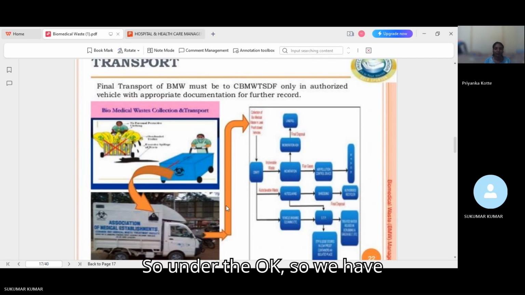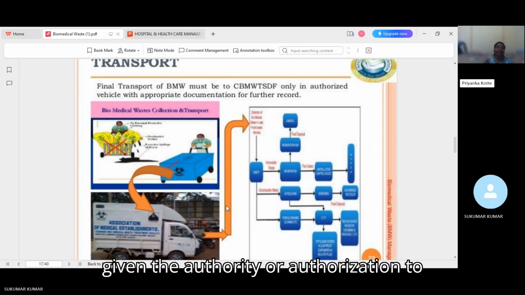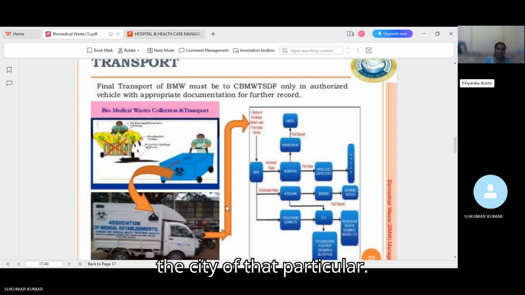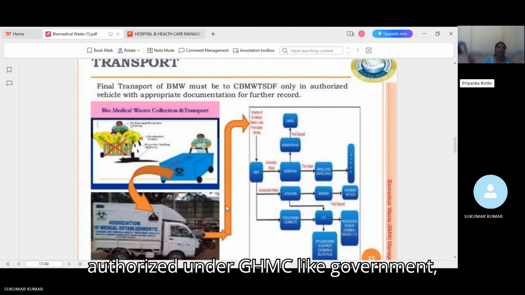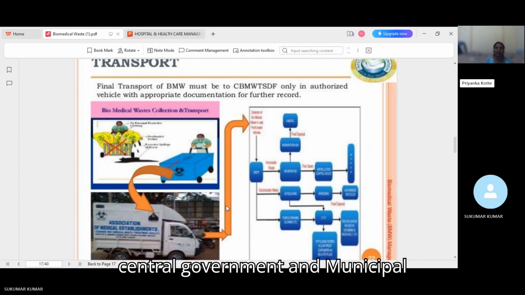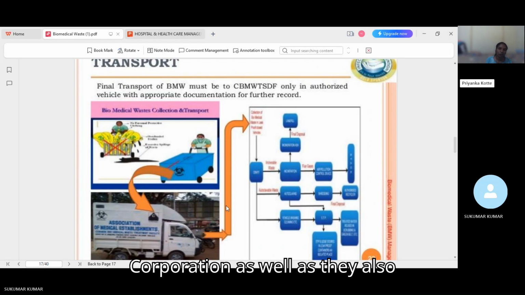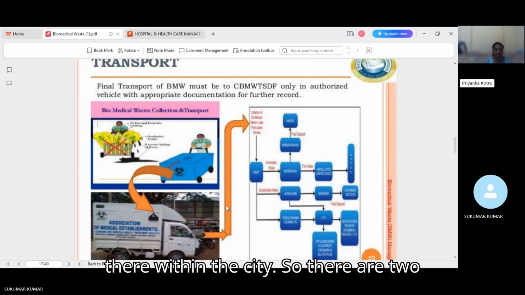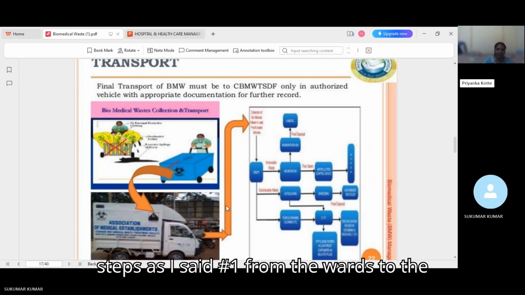So we have different hospitals given the authorization to use different centers in the city of that particular area. They have been authorized under GHMC, the Greater Hyderabad Municipal Corporation, and they also undertake the project of pollution control, the Central Pollution Control Board. So we have different treatment centers within the city. There are 2 steps, as I said.